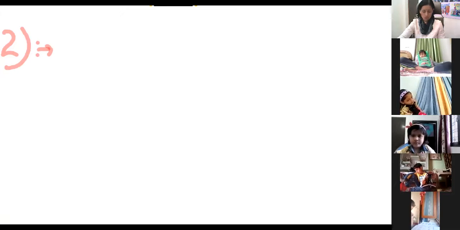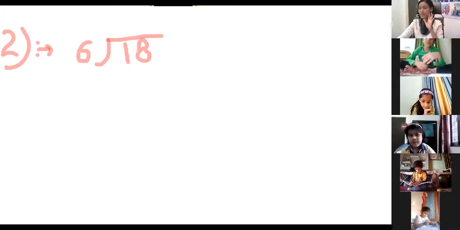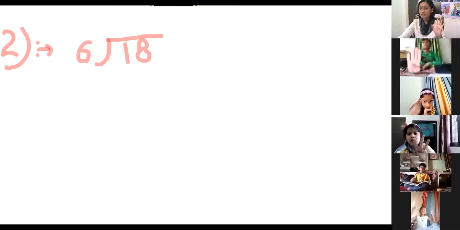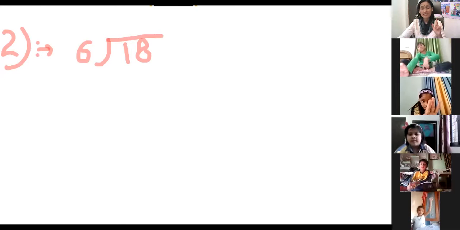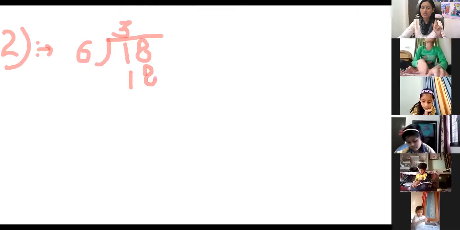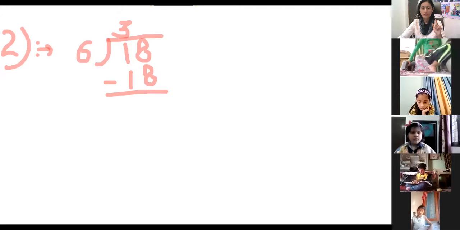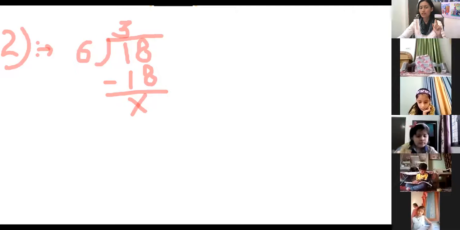Okay. So what you have to do is 6 3s are 18. So the answer is, raise your finger. What is the answer? 6 3s are 18. 3. So 3 is the answer. 3 will come up. 18 will come down below the 18. We'll put a line here. Then we will minus both the numbers and the answer will be 0. So we can put here cross or we can write down the 0 also.